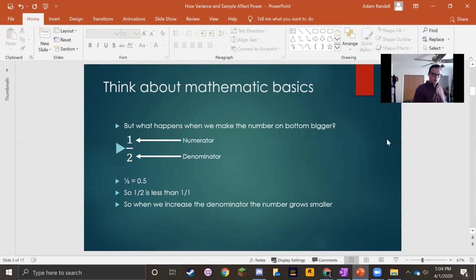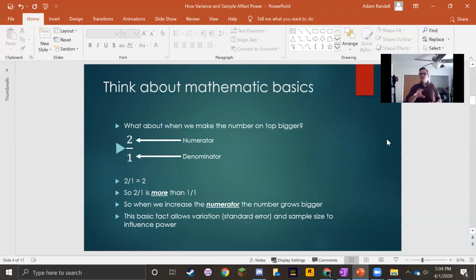What if we did the opposite? What if we left the denominator at 1 and we made the number on top bigger? We made it 2. Well, 2 divided by 1 is 2. So 2 divided by 1 is more than 1 divided by 1. 2 divided by 1 is 2, 1 divided by 1 is 1. This is hyper simplistic, I know that. But in a bit, this basic concept will help us understand how variation in sample size can affect power.